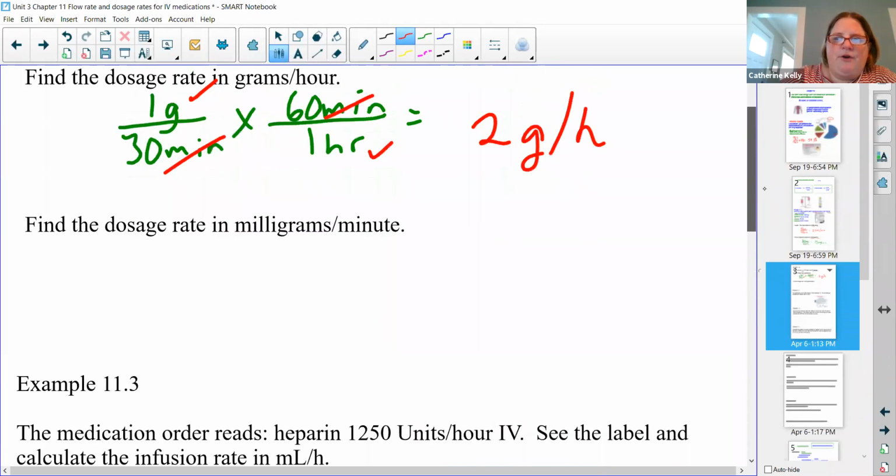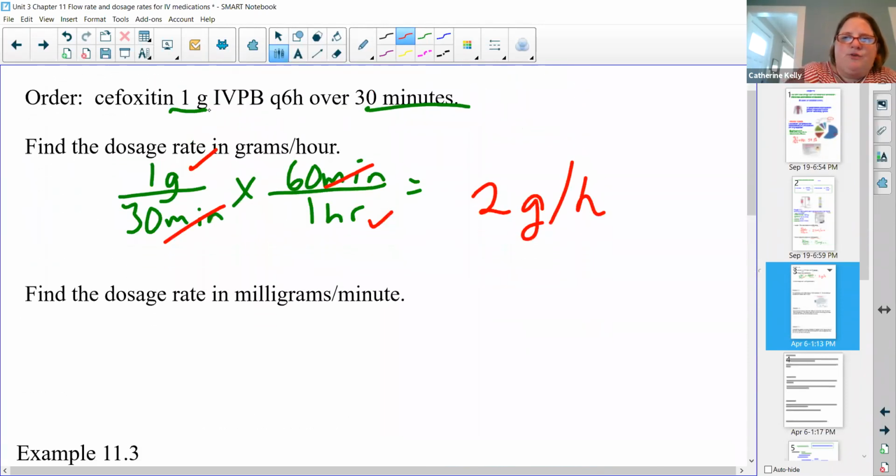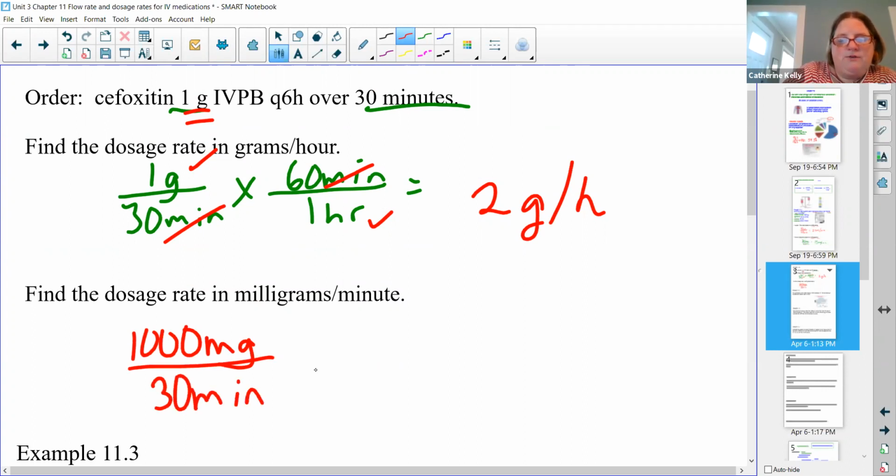Find the dosage rate in milligrams per minute. So I'm going to do this gram in milligram will be 1,000, because 1,000 milligrams is a gram, per minute. It's over 30 minutes. I'm going to go back to the original equation for that. I'm not going to use the one that I just did because I'd have to do a lot more conversions. So I'm going to go 1,000 divided by 30 minutes, and I get 33.3. So I'm going to say 33 milligrams per minute.